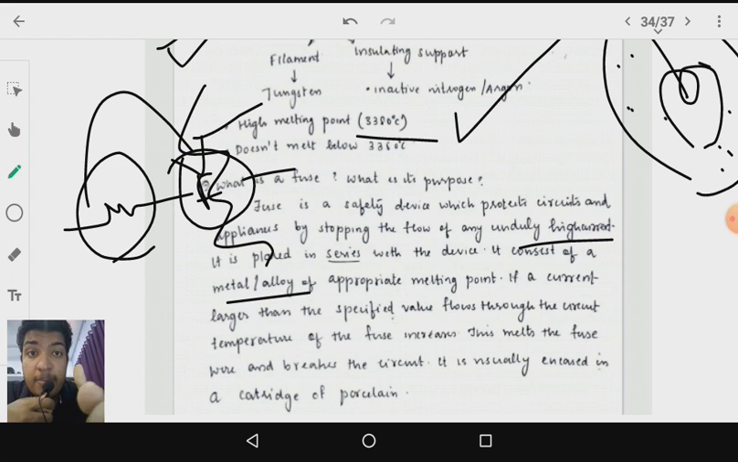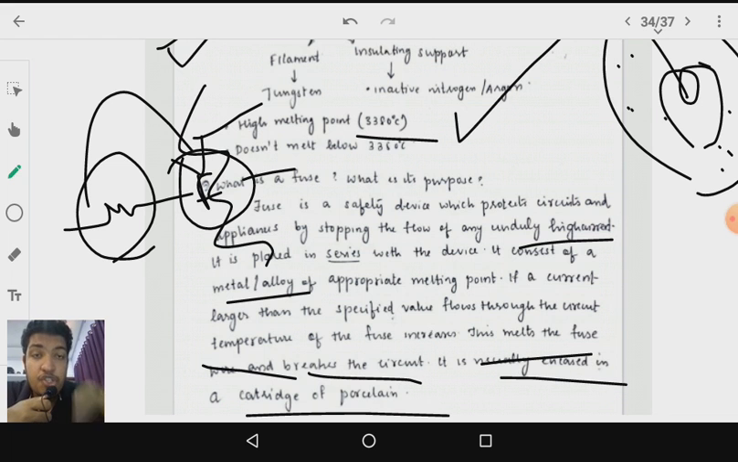And when the fuse breaks down, I told you earlier that if one of the gadgets in a series combination gets damaged, then the complete elements will stop working. So here also the same thing is going to happen. The fuse is going to stop working, so the appliances which are connected in series with the fuse are also going to stop working. That is how the fuse acts as a safety device. So this melts the fuse and breaks the circuit. This is encased in a cartridge of porcelain.